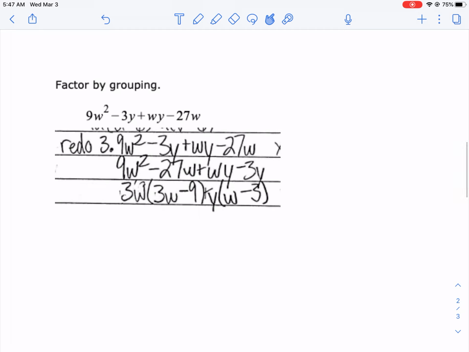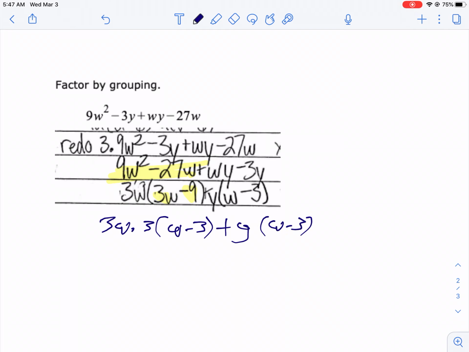Then, the next problem. You did this partially correct. The only issue I have is look at what you did for the first two terms. You factored out 3w. That's not the greatest common factor. Notice you can still factor out something bigger. You can factor out a 3 again. So I'm going to have 3w times 3 times (w minus 3) plus y times (w minus 3). I'll rewrite that as 9w times (w minus 3) plus y times (w minus 3). You could have factored a 9w to begin with, and the problem would be less confusing.